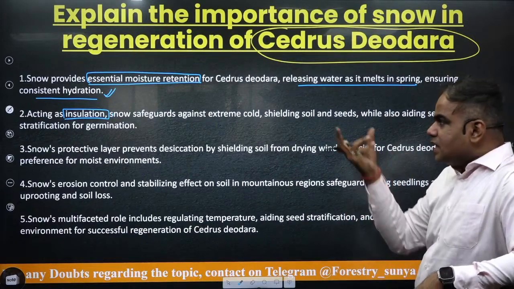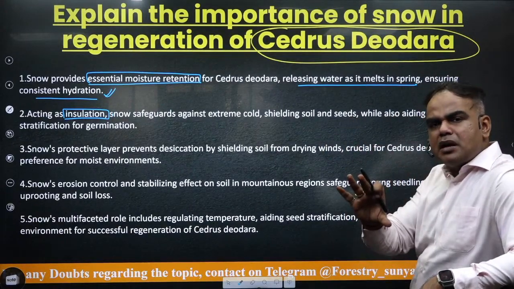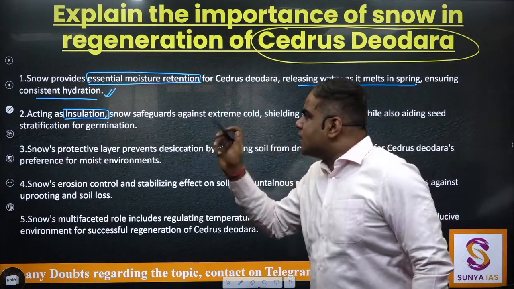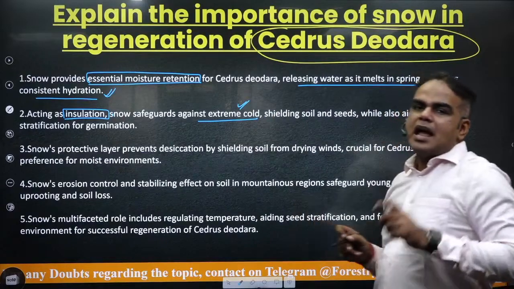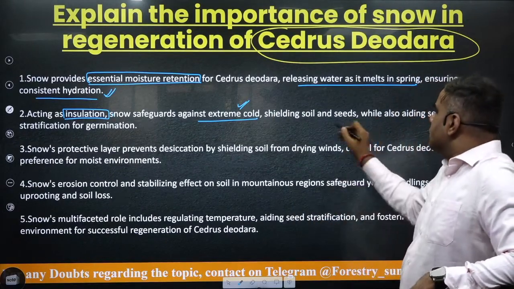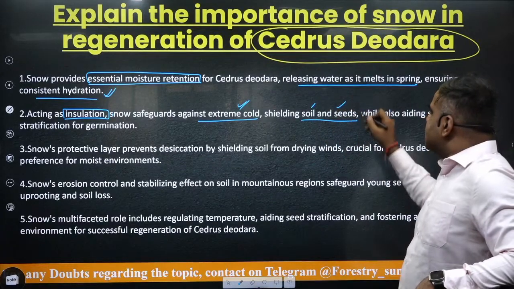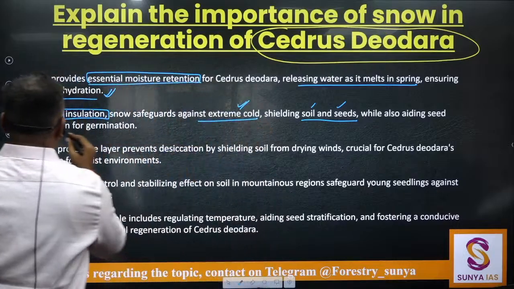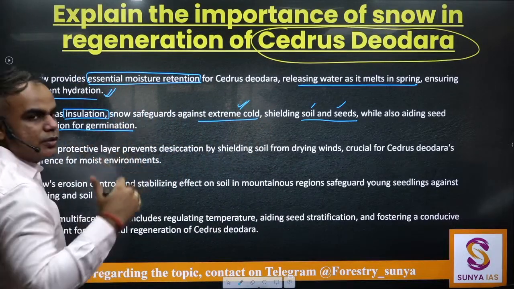And remember, Cedrus deodara, these are extremely cold conditions. So this insulation layer helps to safeguard against extreme cold. It acts as a shielding layer, right? It protects the soil's seeds. So that also helps. It also helps in seed stratification for germination.